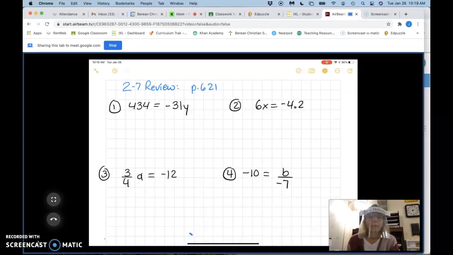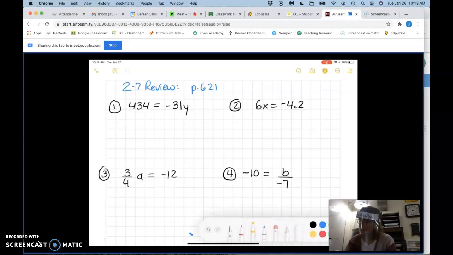Okay, here we go. We're reviewing 2-7 on page 621, and we're starting with number 1 at the very top. So these are just equations that we have to solve. We are going to use multiplication or division to solve these equations. We look at what's happening to the variable, and we're going to do the opposite.